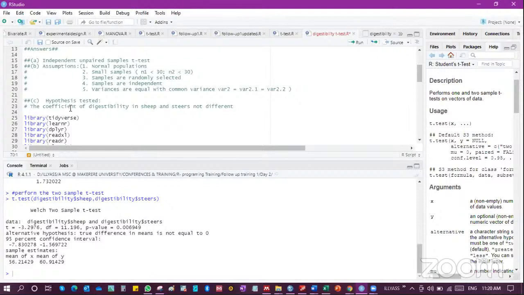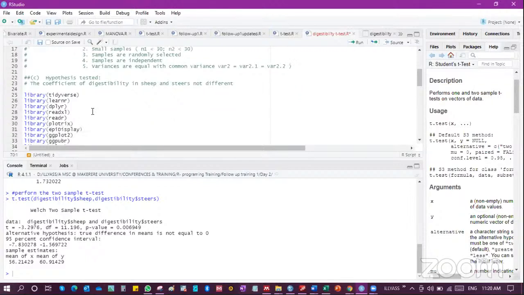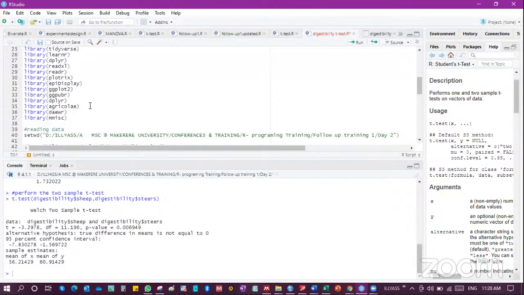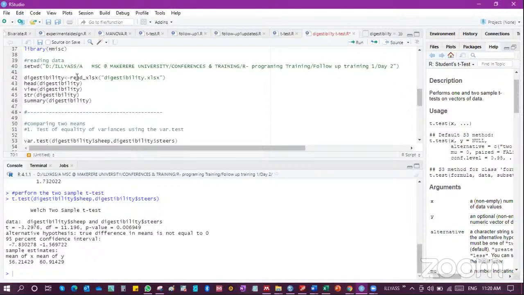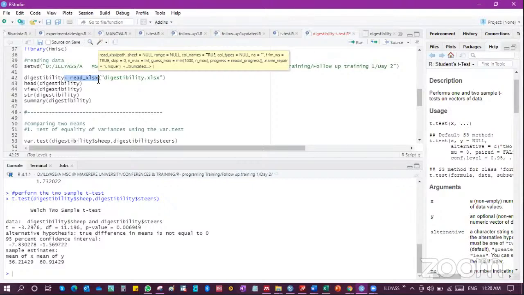So my hypothesis here was that the coefficient of digestibility in sheep and in the steers are not different, they are equal. Okay. So I loaded these libraries, and then with my directory, I set, actually here I had a problem reading. I entered the data in Excel, but then when I converted into CSV, it would give some characters whenever I try to read the heads.